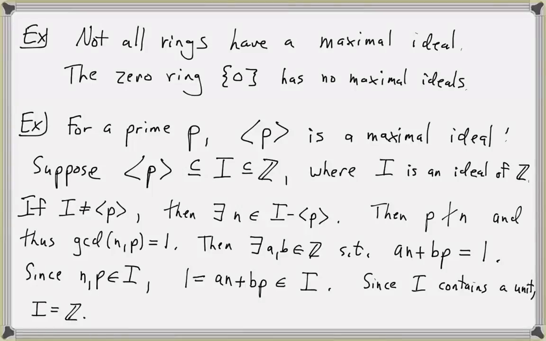So we've just shown that any ideal that contains the ideal generated by p must be equal to the set of integers, and therefore this ideal generated by p must be a maximal ideal. So in the set of integers, any ideal generated by a prime number is a maximal ideal.